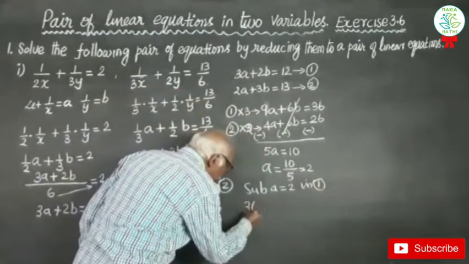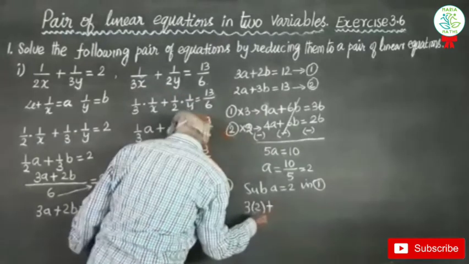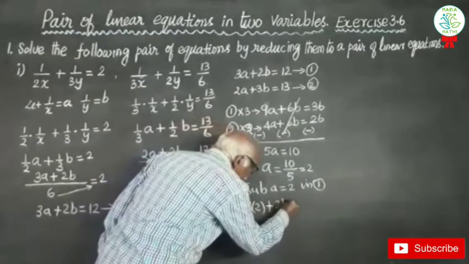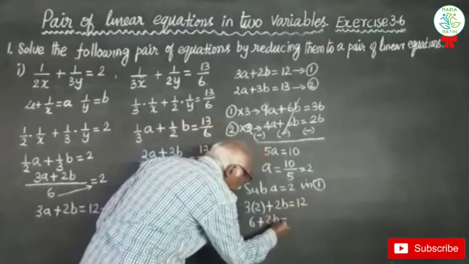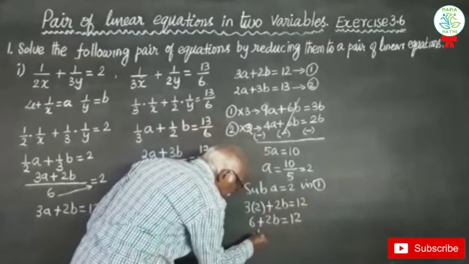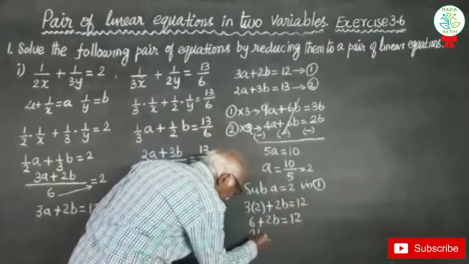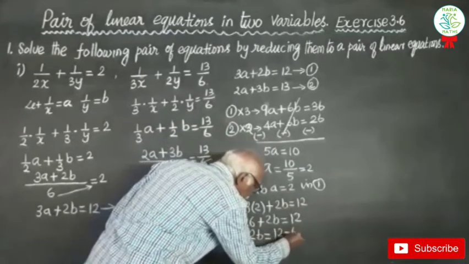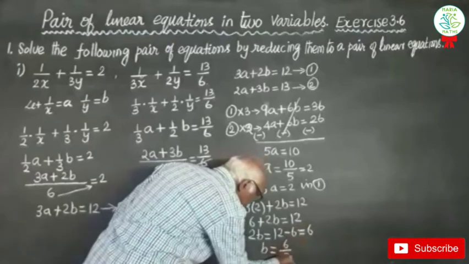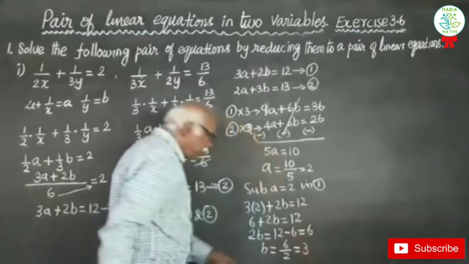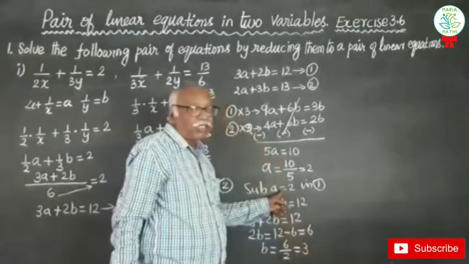3 into 2 plus 2b equal to 12. 6 plus 2b equal to 12. 2b equal to 12 minus 6, which is 6. Therefore b is equal to 6 by 2, equal to 3. So b equal to 3, a is equal to 2.